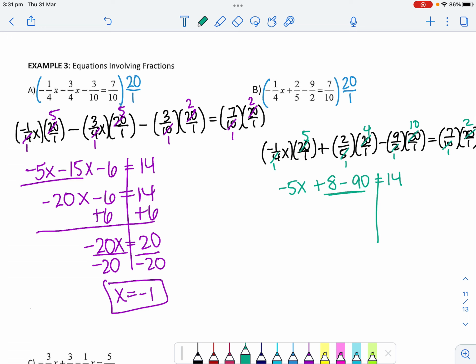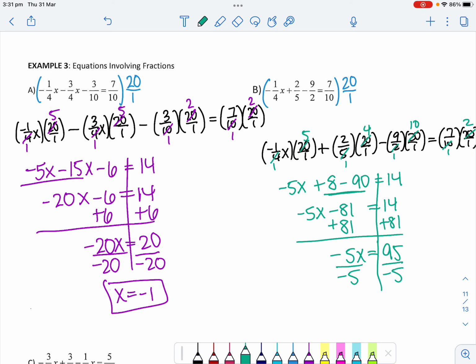I can combine like terms here, so negative 5x minus 81 equals 14. I add 81 to both sides, and negative 5x equals positive 95. And then I'm going to divide by negative 5. x is going to be negative 19.